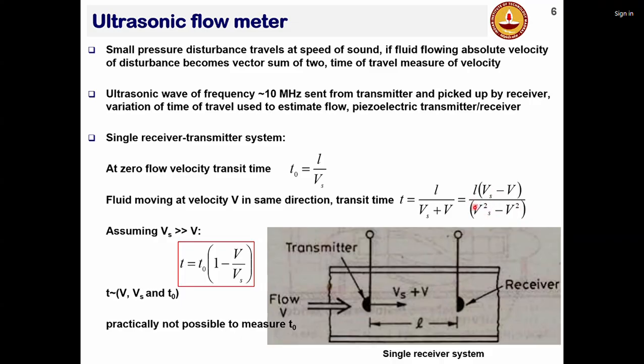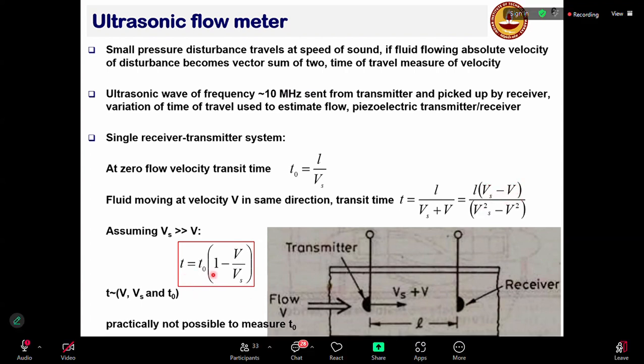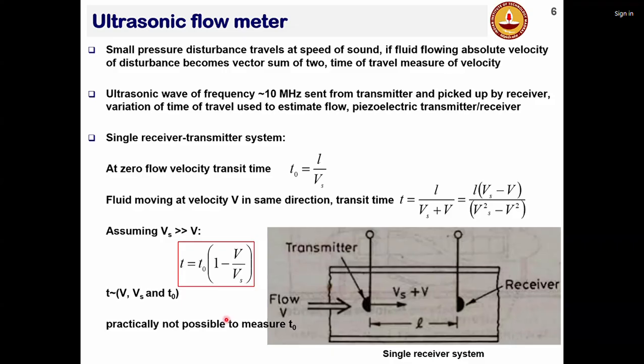The denominator can be simply approximated as Vs square. So you have Vs square here. L over one of the Vs will give you T naught, as per here, and the other Vs will divide with this. That means it will become 1 minus V divided by Vs. This is what we get after making an assumption that the flow velocity is much smaller compared to the sound wave velocity. So you have T equal to T naught into 1 minus V by Vs.